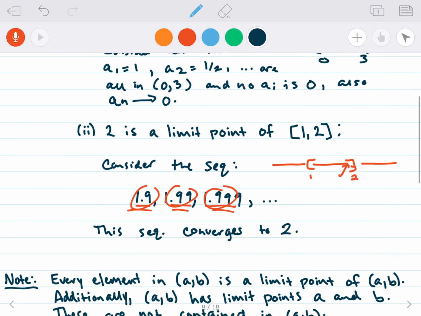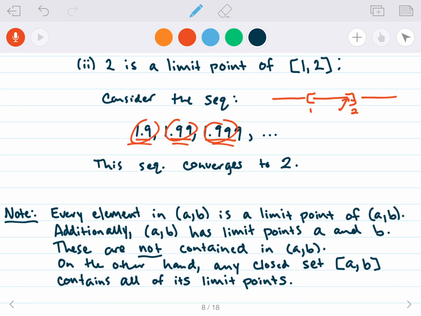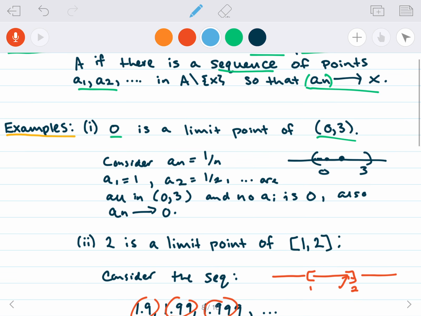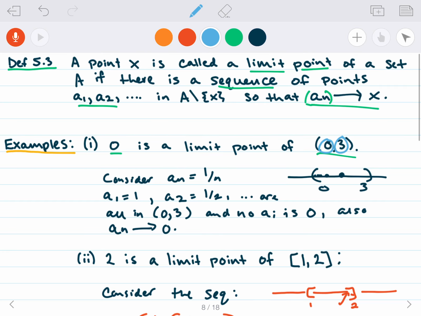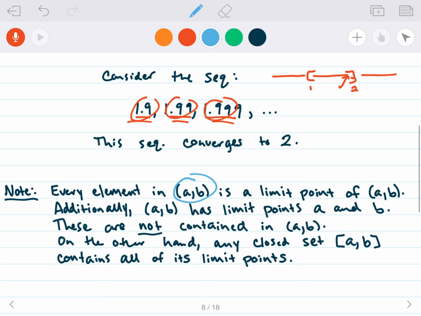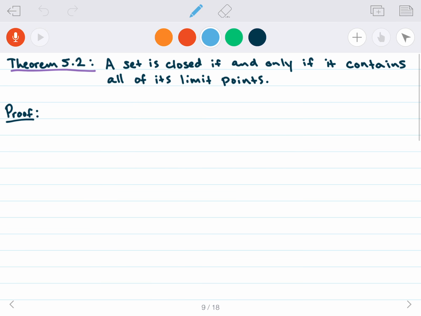So I have this note here that I want to harp on a little bit. Notice that in our first example, we looked at limit points that weren't in the actual set. So an open interval is not going to contain all of its limit points. On the other hand, a closed interval will contain all of its limit points. And we're actually going to show this now.